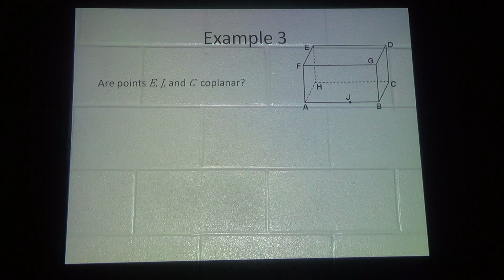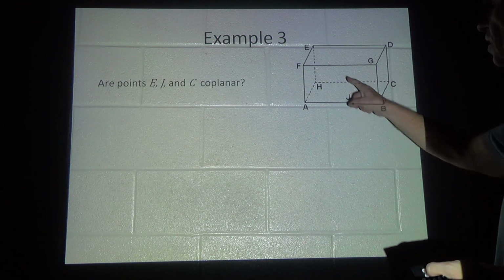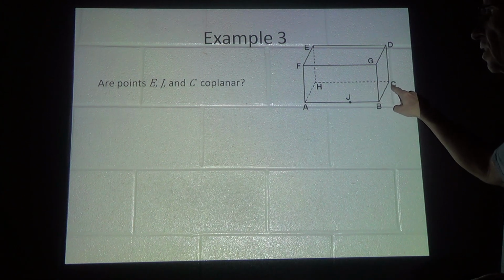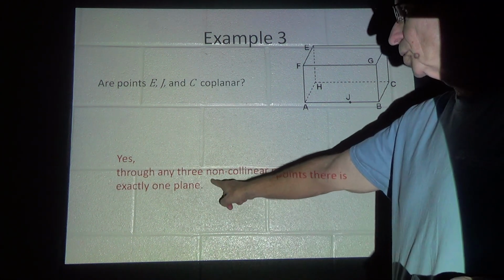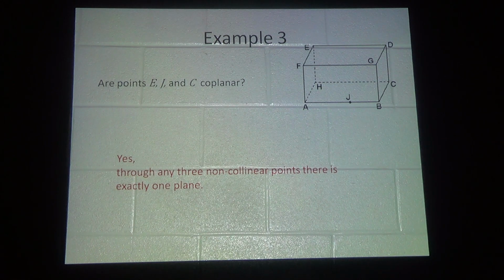Example 3. Are the points E, J, and C coplanar? They are not linear, so they're not collinear. So this means by definition we have the answer of yes. And the reason why is the postulate that we talked about just a minute ago. Through any 3 non-collinear points, or not on the same line points, there is exactly one plane.